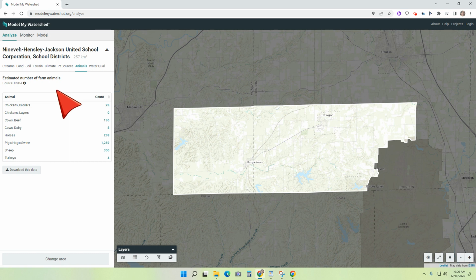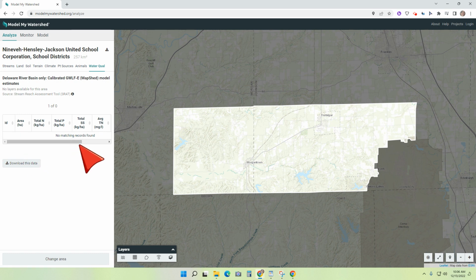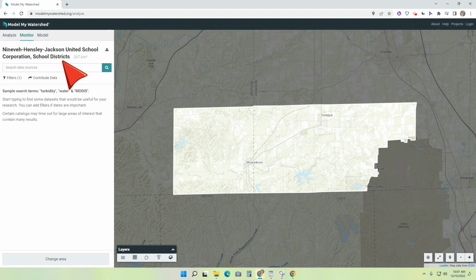Animals is interesting. These are agricultural animals. So we can see how many chickens, how many cows, how many horses, how many hogs and swine are reported to this system. And then water quality. We don't have any records for our area, but there are records in some other areas. If we look up here where it says analyze, monitor, and model, I'm going to monitor. We could pull a lot of data from that, but we're not going to really use that in our class.